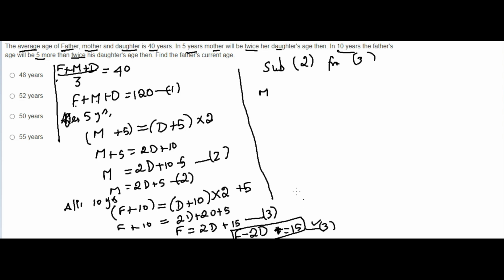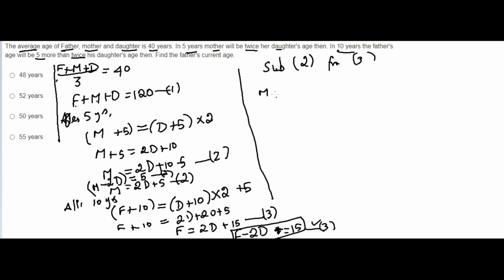Also, for simplicity, you make the second equation such that all the time you keep the mother and daughter terms on one side, and the father and daughter terms on the other side. So listen here. If I make M minus 2D, what is 10 minus 5? It is 5. Is it right? So consider this as equation number 2.